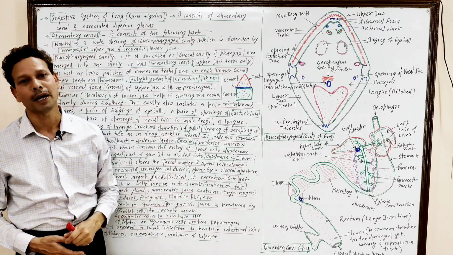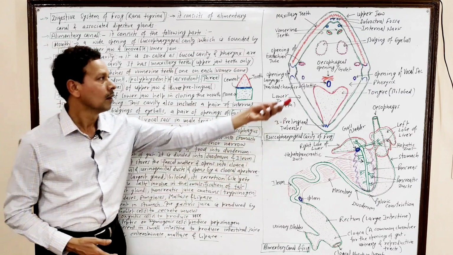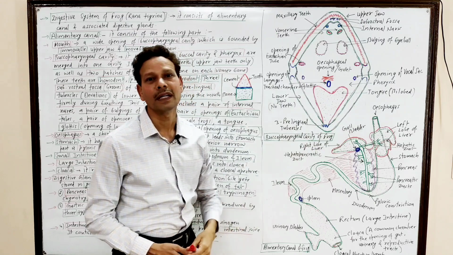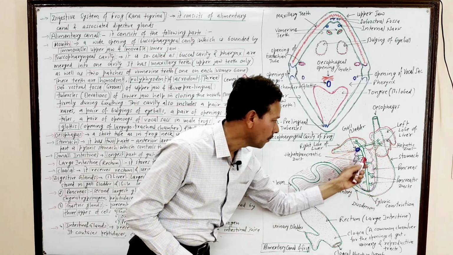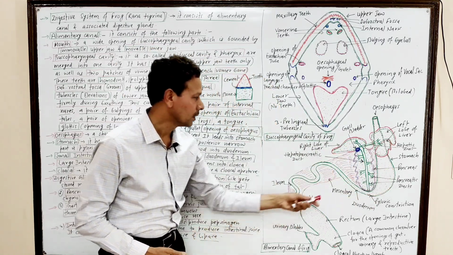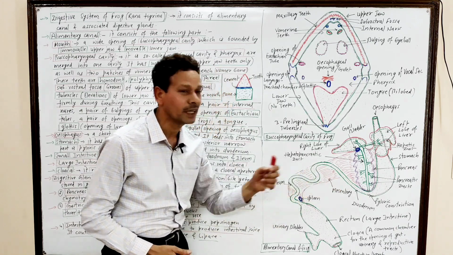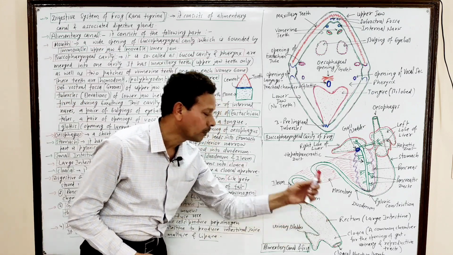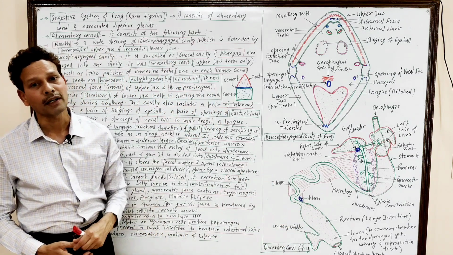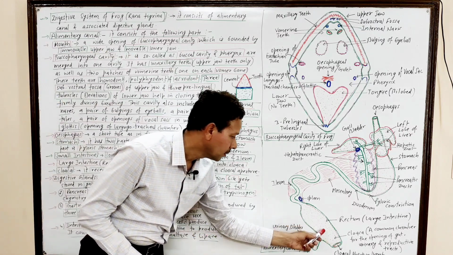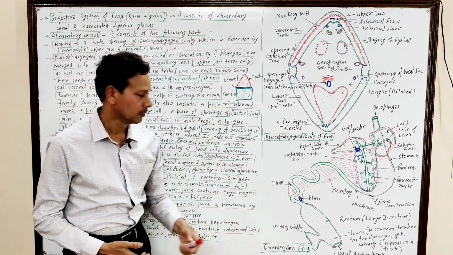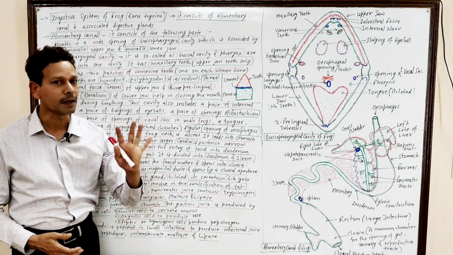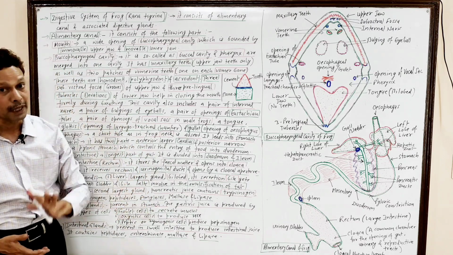It has the following parts: mouth, buccopharyngeal cavity, then this small tubular part is esophagus, this widest part of the alimentary canal is stomach, and this longest part, highly coiled structure, is small intestine. And this terminal part of the alimentary canal is large intestine or rectum. Then the cloaca and cloacal aperture.